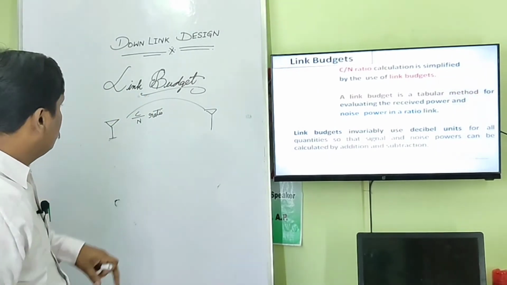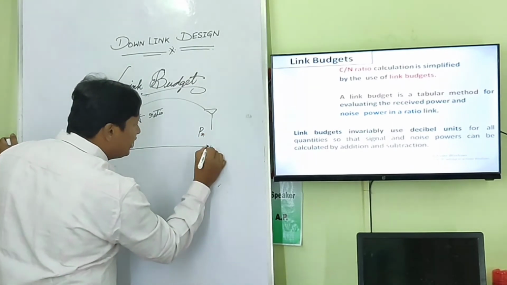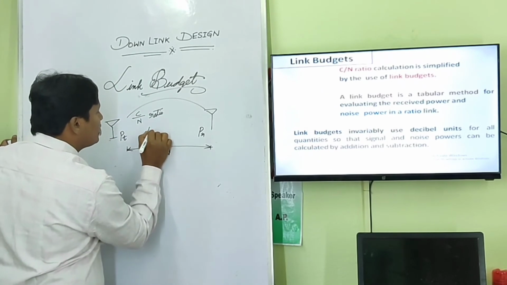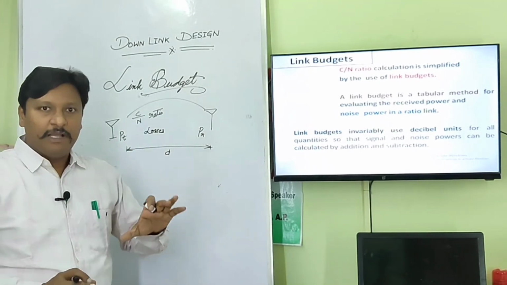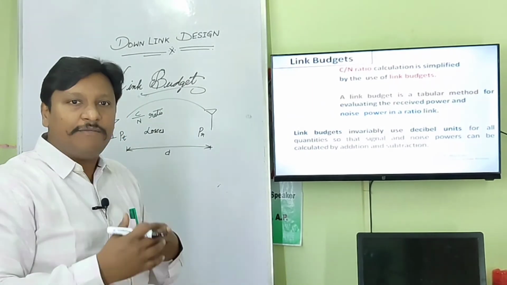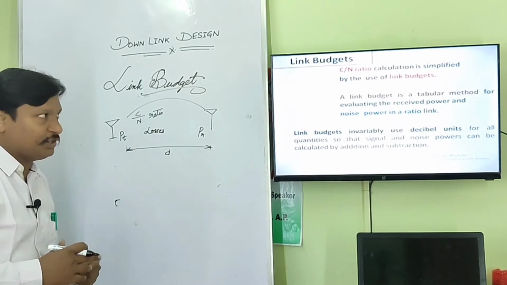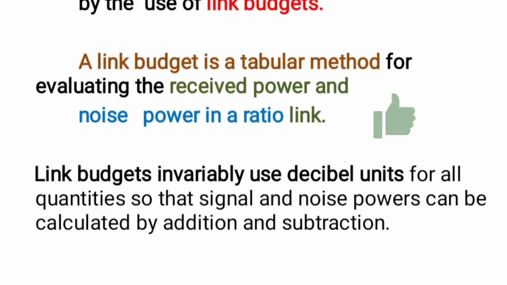So this estimation of transmitting power and the receiving power over a distance d, and the total amount of losses incurred in transmitting information from transmitter to receiver, all have some relation. That relation, if we are estimating it for designing a satellite, is called the link budget. So carrier to noise ratio calculation is simplified by the use of link budgets. A link budget is a tabulated method for evaluating the received power and noise power in a radio link. Link budgets invariably use decibel units.